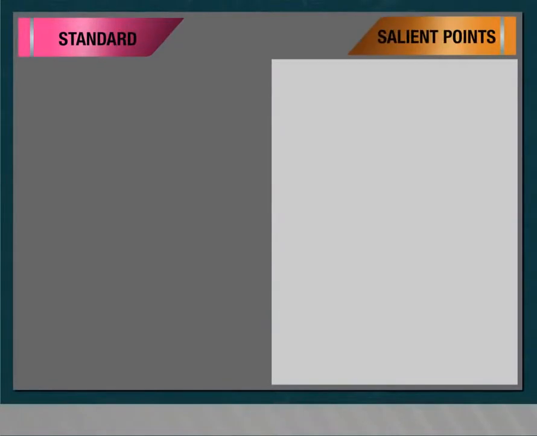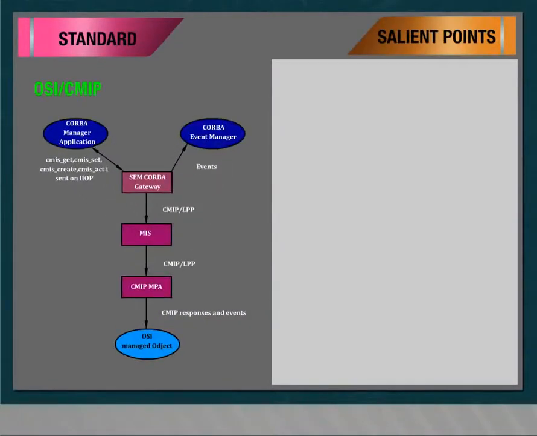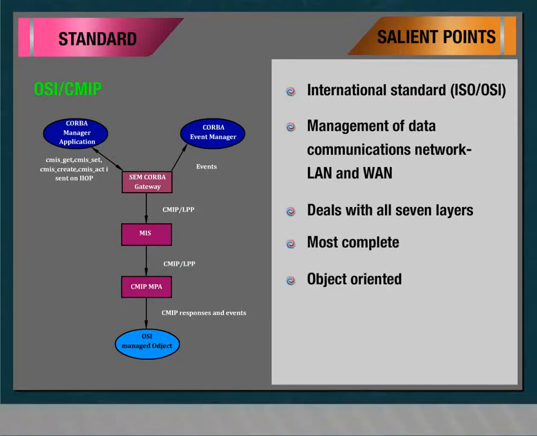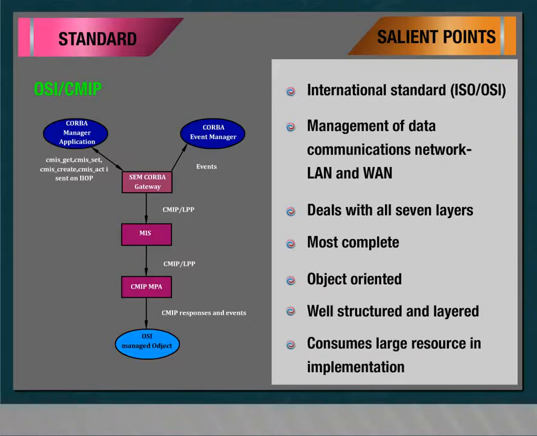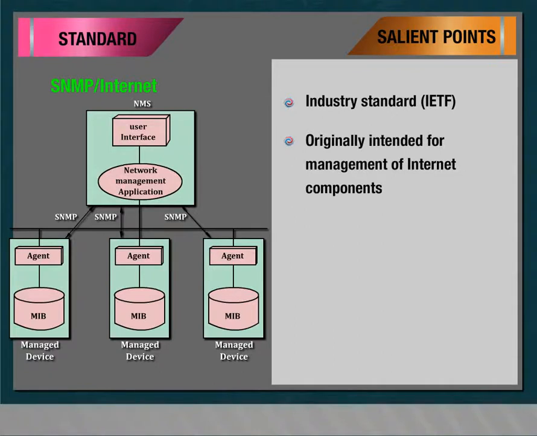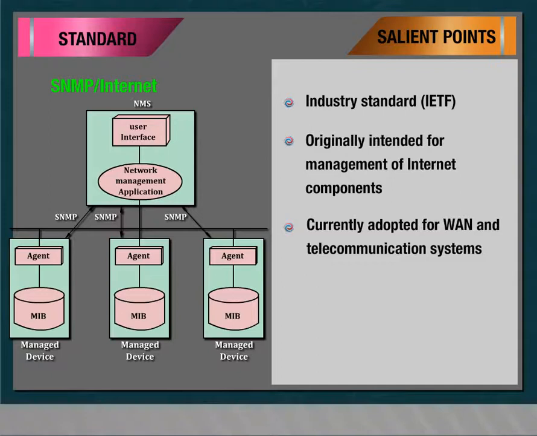Standard, salient points. OSI or CMIP: International Standard ISO or OSI, management of data communications network LAN and WAN, deals with 7 layers, most complete, object-oriented, well-structured and layered, consumes a lot of resources in implementation. SNMP or Internet: Industry Standard IETF, originally intended for management of Internet components, currently adopted for WAN and telecommunication systems. Easy to implement, most widely implemented.